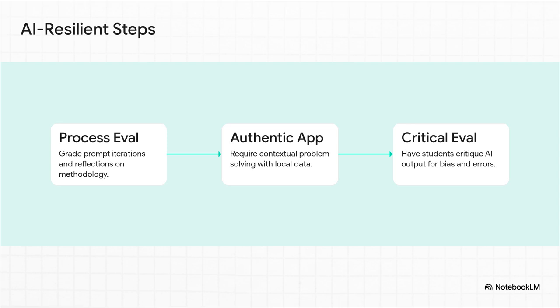And step 3, critical evaluation. Completely flip the script. Hand the students AI-generated text and force them to act as the editor. Make them critique its accuracy, hunt down its hallucinations, and expose its algorithmic flaws.